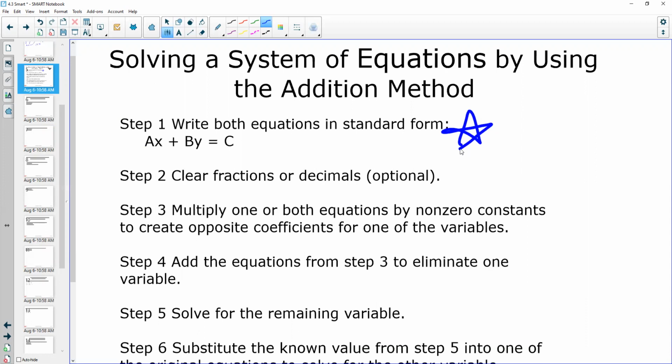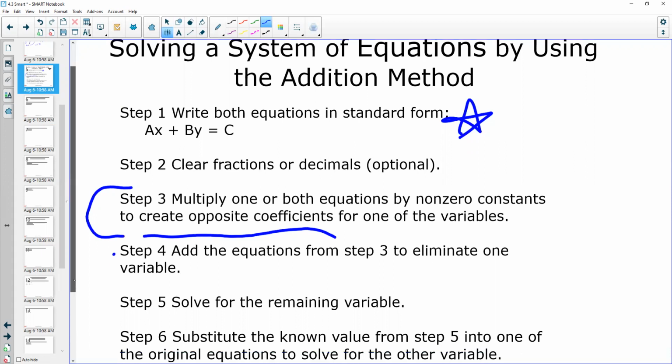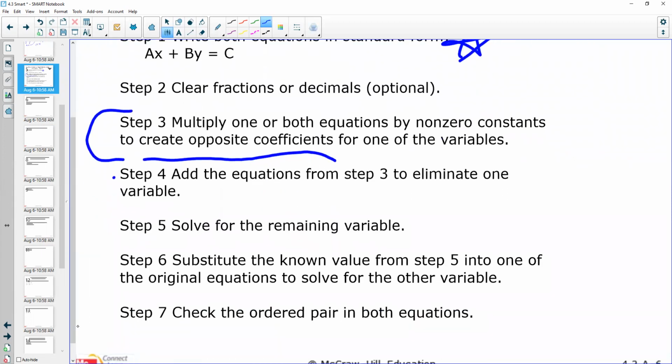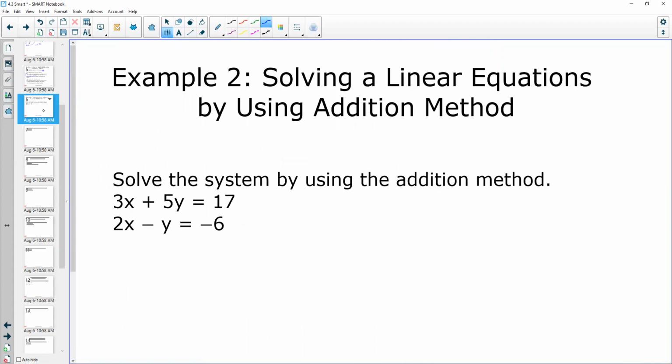Clear out any fractions or decimals if you want, using the least common denominator or multiplying by a 10. Multiply one or both of the equations by non-zero constants to create opposite coefficients for one of the variables. You'll see that in a second. Add the equations from step 3 to eliminate one variable. That's what we just did. Solve the remaining variable, substitute, and check. We've done basically everything in here but the first 3 steps, but we'll cover those.